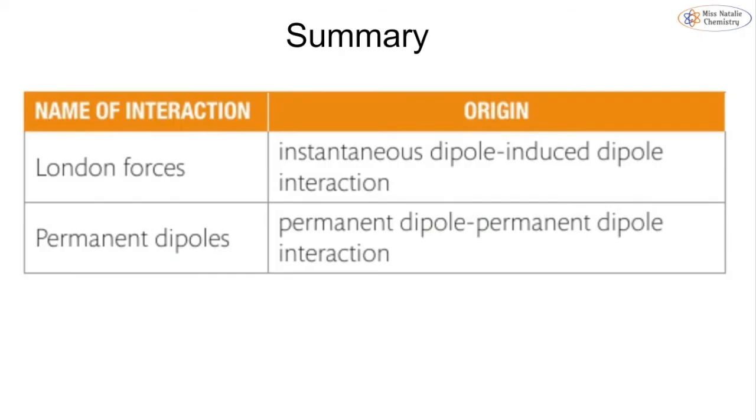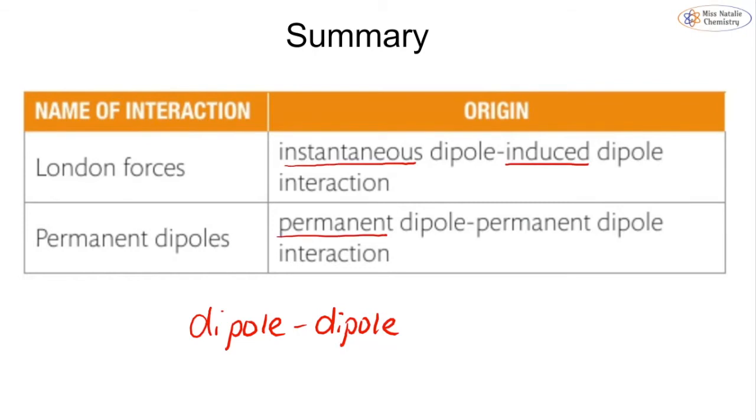So London forces and permanent dipoles are all to do with dipole-dipole interactions. We just have to remember what they are called. So if it is London forces, it is between our instantaneous and our induced dipoles. And if it's permanent, of course, they are between two permanent dipoles.